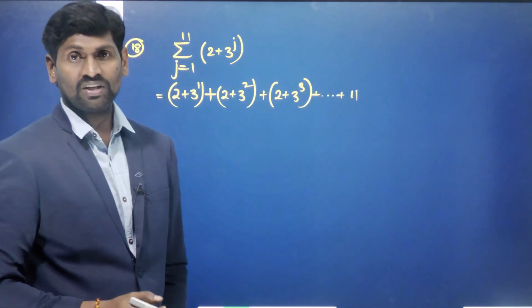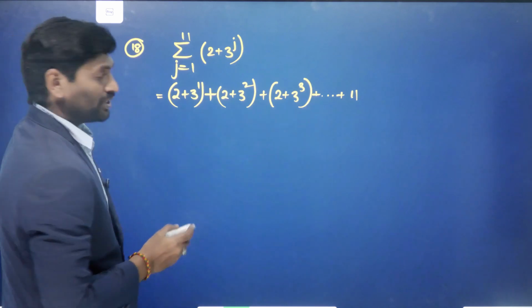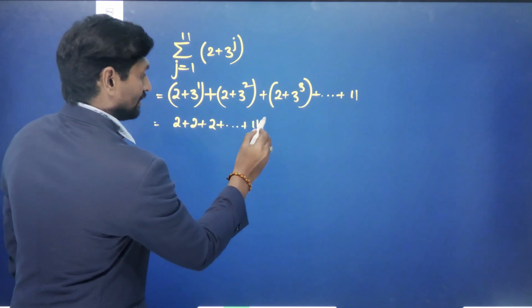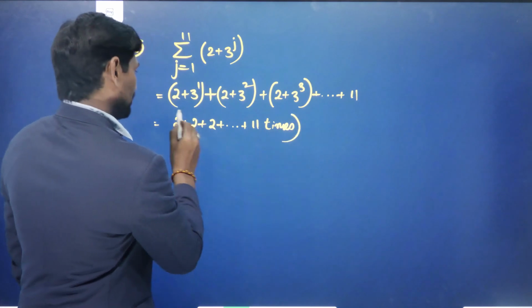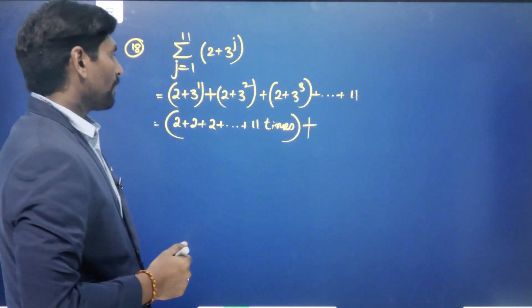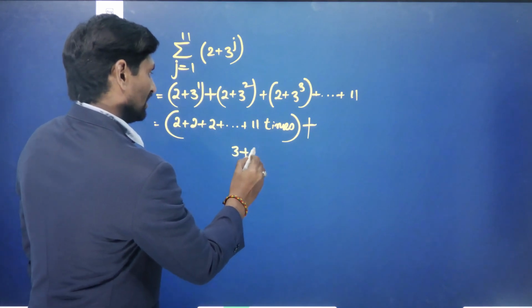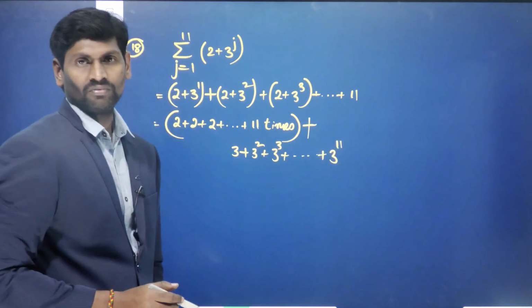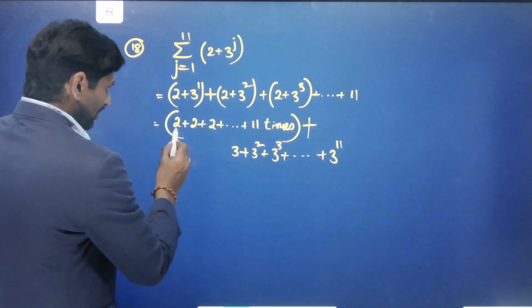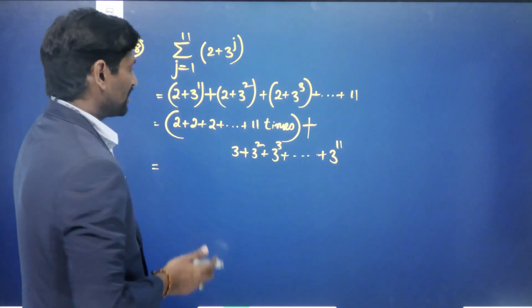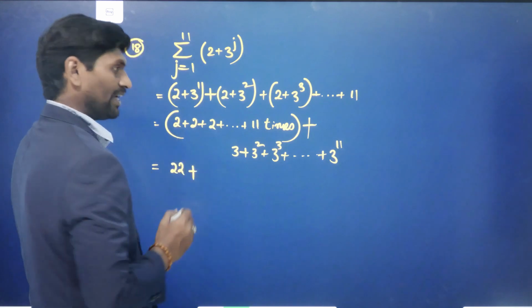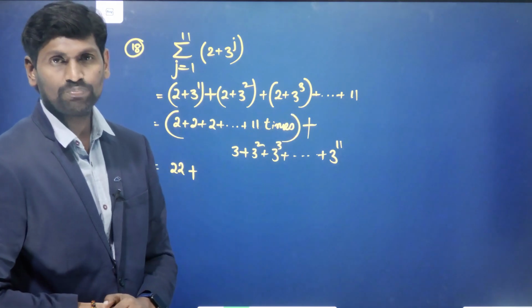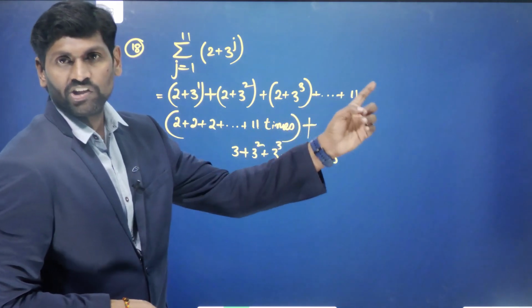How many terms? 11 terms are there. From every term you can observe 2 is a common term. While writing this, 2 plus 2 plus 2, how many terms will be? 2 will be 11 times. I am taking 2 separately, and the remaining is 3 plus 3 square plus 3 cube and so on plus 3 power 11, also up to 11 terms. 2 plus 2 plus 2, 11 times, is 22. The 3, 3 square, 3 cube terms will be in geometric progression.